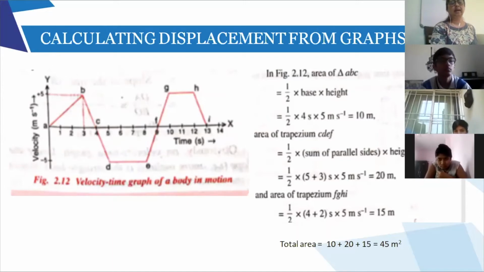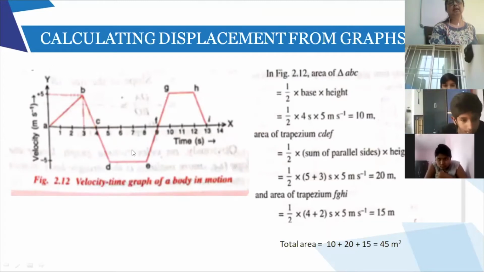First, ABC is a triangle. Can you see ABC is a triangle? So I will find the area of this triangle. Then CDEF is a trapezium, find the area of the trapezium. And FGHI is a trapezium, find the area of the trapezium. So just see the first one, ABC.